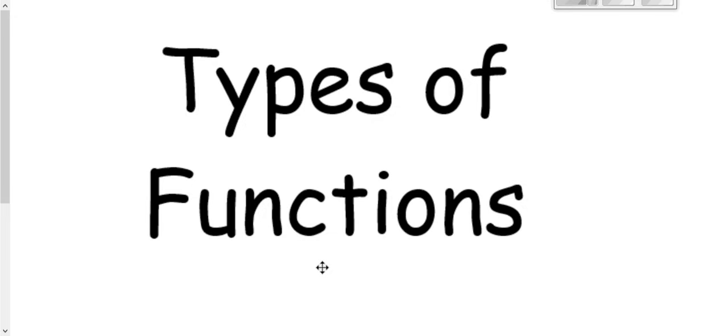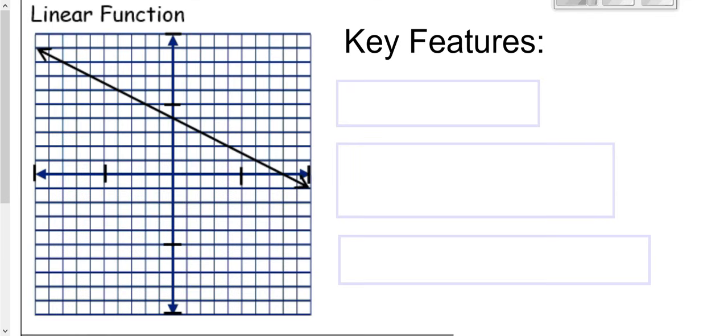In this lesson, we're going to talk about the different types of functions that you're going to see throughout Algebra 1. It's important to know that there are actually more functions beyond these types that you'll explore more in geometry and Algebra 2 and higher levels of math. But these are the 5 types that we're going to talk about this year.